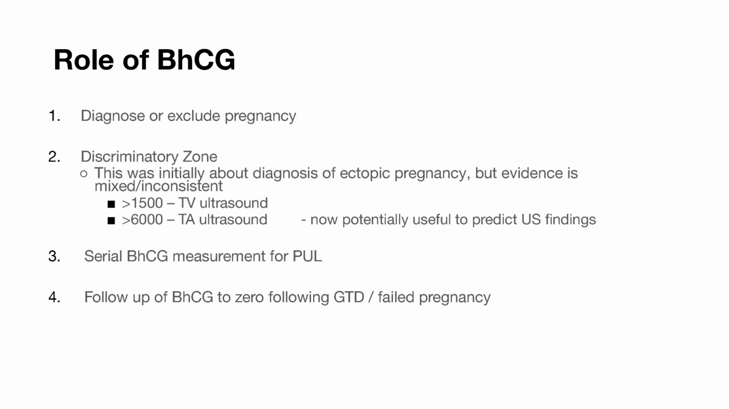Thought I'd touch on beta HCG just briefly. It really has several roles, and that is to diagnose or exclude pregnancy. The concept of the discriminatory zone is useful. So it was initially around diagnosing ectopic pregnancy, but the evidence around that use is pretty mixed and inconsistent. Really now the idea of the discriminatory zone is that with a transvaginal scan, a beta HCG level over 1500, you should be able to see an intrauterine pregnancy if it's there. And the corresponding level for a transabdominal ultrasound is 6000.